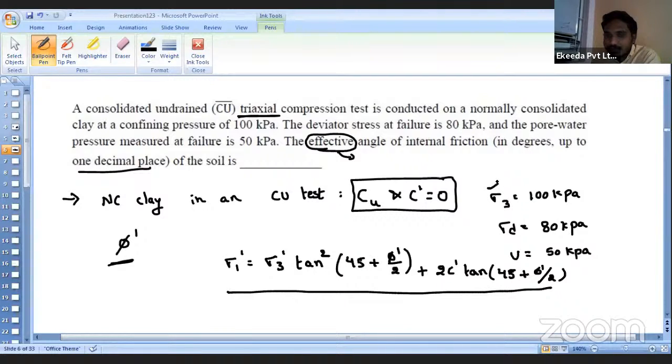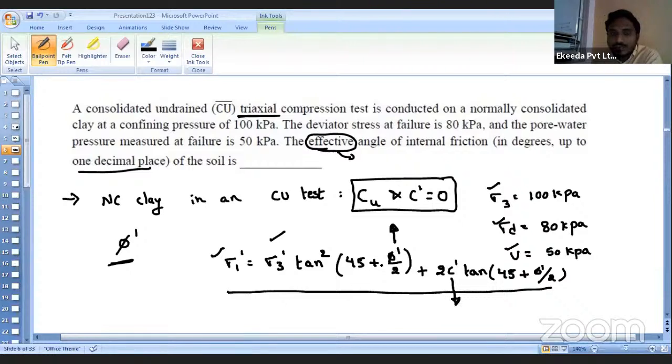So they have given sigma 3 and sigma d and also u. That means we can find out sigma 1 dash and also we can find out sigma 3 dash. But what they are asking us to find is the effective angle of internal friction. So if we want to find this phi dash, then we should know this c dash also, isn't it?